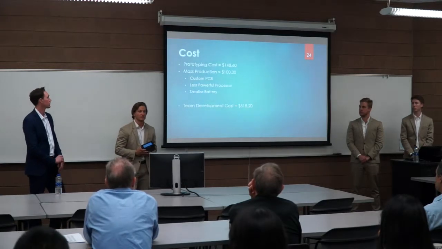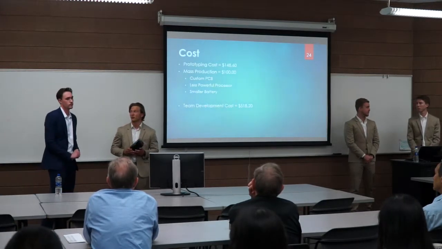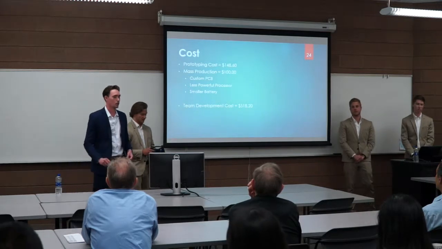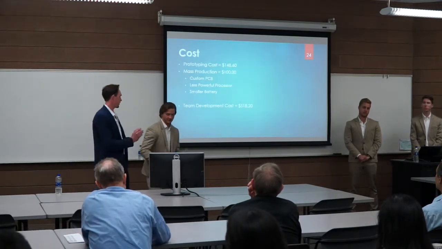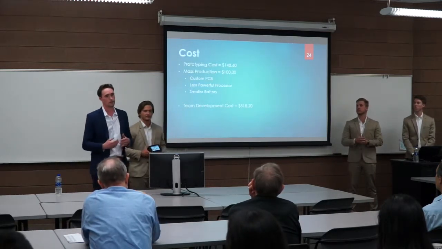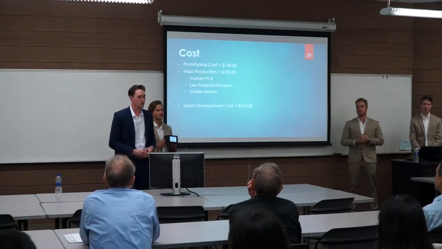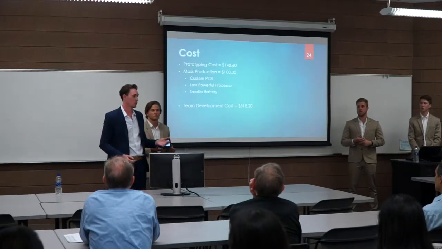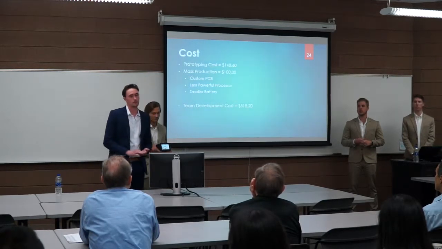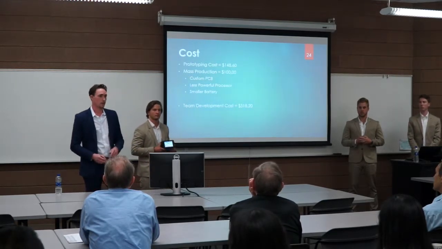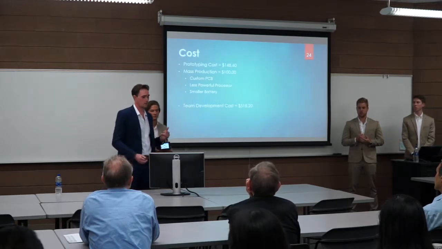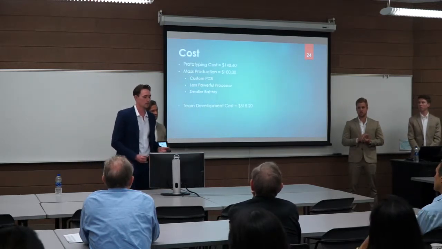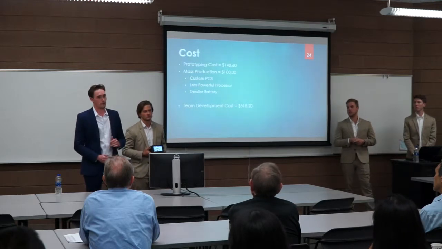So now I'll pass it to Braden, our team lead, and he'll talk about the overall cost of the product. All right, so our prototyping cost for the product you see right here in front of you is about $150. However, when we move to mass production, we're hoping to get that closer to about $100. A couple ways that we can do that: we're looking at implementing a custom PCB, using a less powerful processor, as we mentioned, we don't need the Raspberry Pi 3B+, and also a smaller battery.